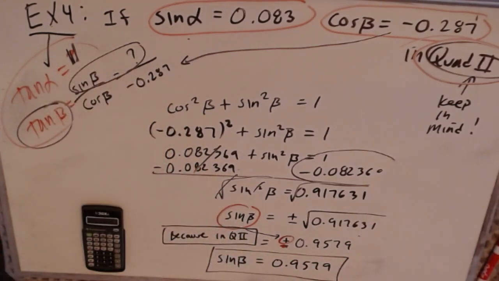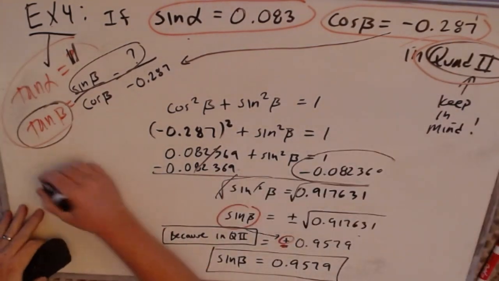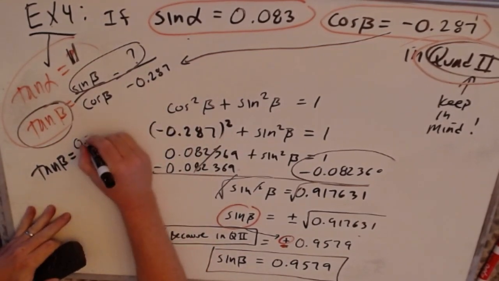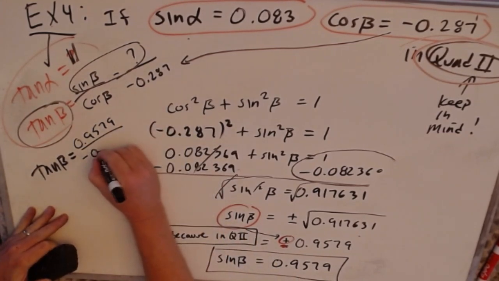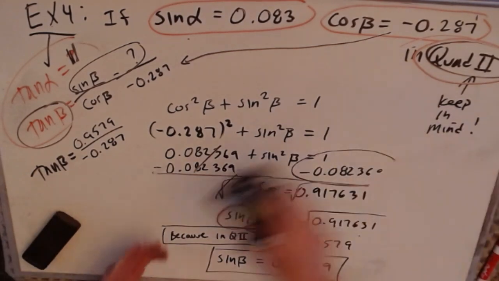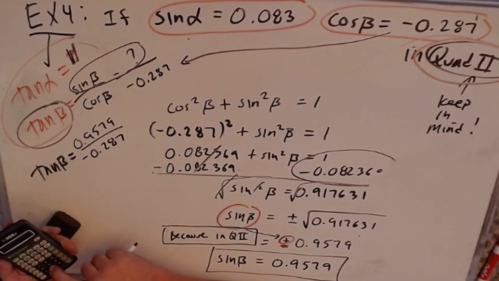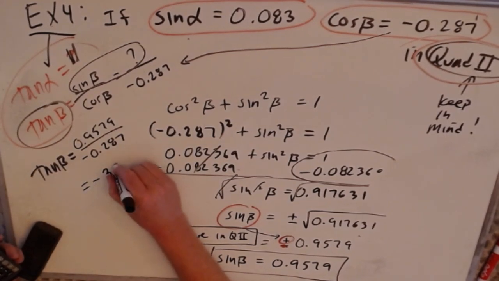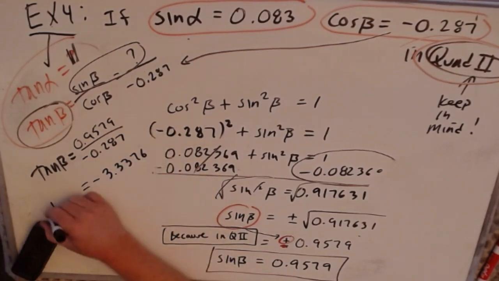All right. So now we've got our tan beta. It's going to be this: 0.9579 divided by negative 0.287. So negative 3.3376. That's tan beta.